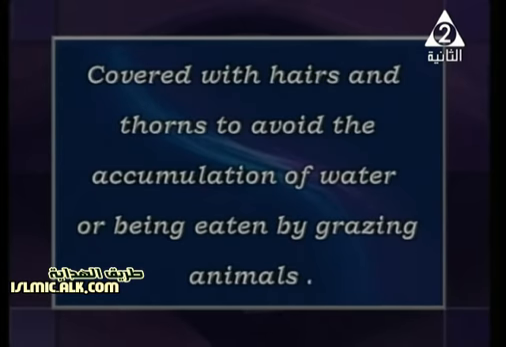And also, sometimes they are covered with hairs and thorns. Thorns mean spines. For what? To avoid the accumulation of standing water or being eaten by grazing animals, like cactus, like most of the plants that exist in the deserts. Their leaves are converted into what? Into spines or thorns, to what? To prevent the grazing animals, and they can carry out photosynthesis by the stem, like the opuntia plant.